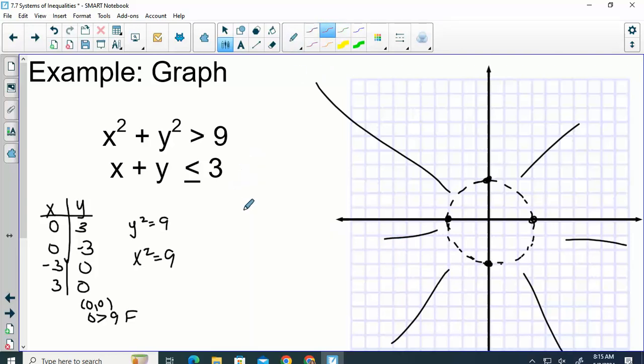This one, if we subtract the x, we get negative x plus 3, so that's a line. Y-intercept 3, slope negative 1. Solid or dashed? Solid.